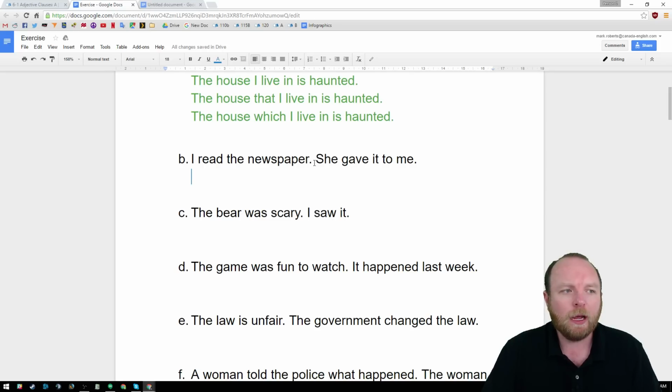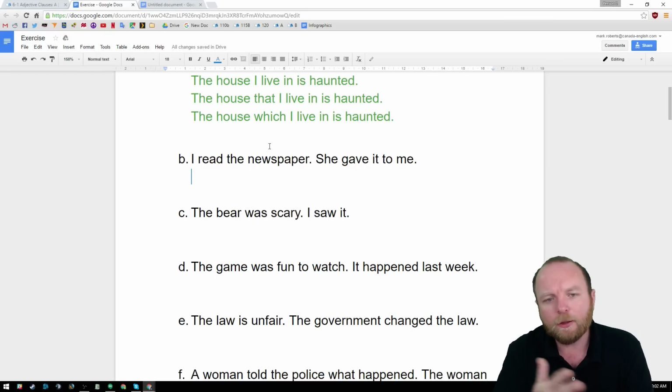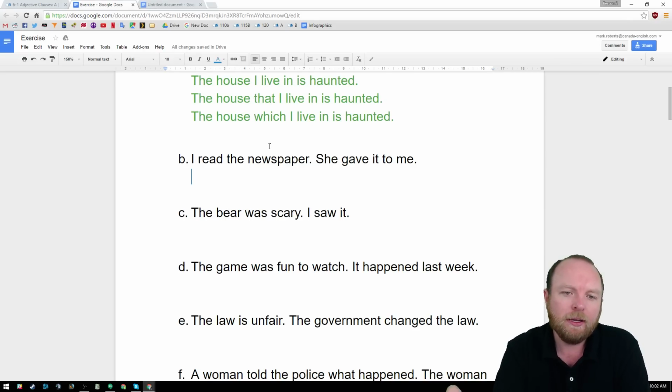Okay, I read the newspaper. Now I see a lot of mistakes. You guys are forgetting the rules. I read the newspaper. She gave it to me. So which one is the main information? I think the main information is this one, right? I read the newspaper. She gave it to me.